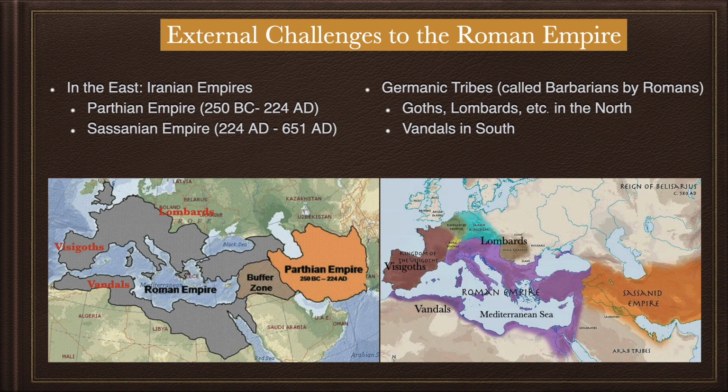Let's learn about the external challenges to the Roman Empire. The Iranian empires, who were known as the Parthian Empire in the initial days and the Sasanian Empire in the later days, were a constant threat. The empire had tangled with the Germanic tribes for centuries. Roman people called them barbarians. Lombards in the north, Goths in the northwest, and Vandals in the south often encroached on the Roman borders.